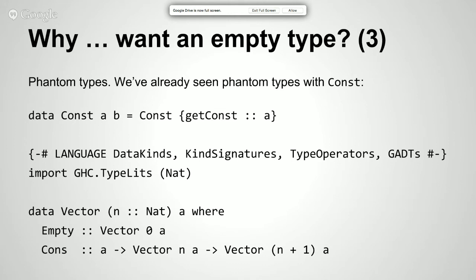Finally, phantom types, which we've seen with const. Another example is this vector type, which has a type level Nat, a non-negative integer. Data Vector n a, it's a vector of a's of size n. So we've got a constructor Empty, which returns a Vector 0 a. We've got a Cons, which takes an a and a Vector n a and returns a Vector (n+1) a.